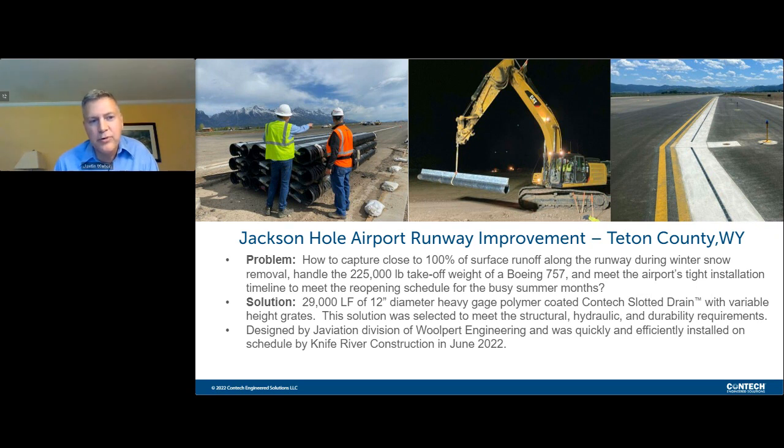Contech worked with the airport authority, their contractor, and their engineer to come up with a solution, and that was 29,000 feet of 12-inch diameter heavy gauge polymer coated Contech slotted drain with a variable height grate. This solution met the structural, hydraulic, and durability requirements for this runway project.